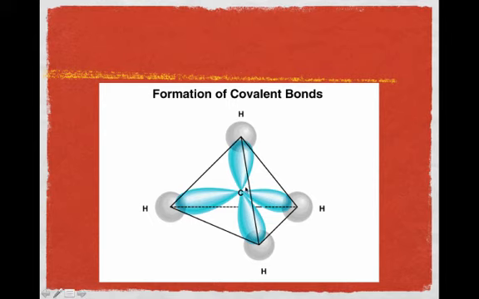So there's the sp3 orbitals for carbon, the blue, and then the hydrogen. Remember, hydrogen only has a single s electron, and it's the sphere there. So there's the carbon.